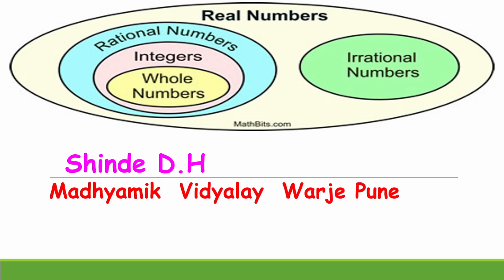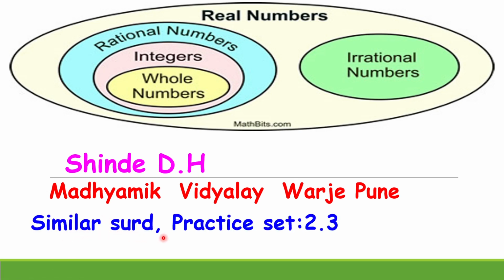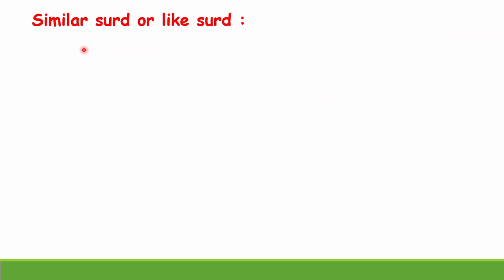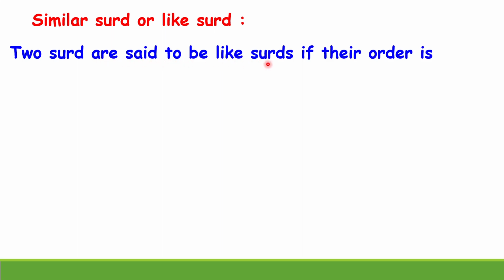We will continue the chapter Real Numbers. Today we will learn similar surds and practice set 2.3. First, what is the meaning of similar surd or like surd? Two surds are said to be like surds if their order is equal and radicands are equal.